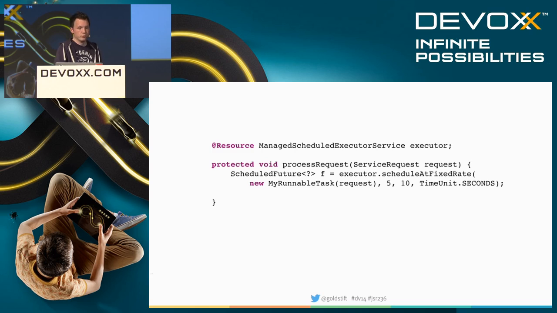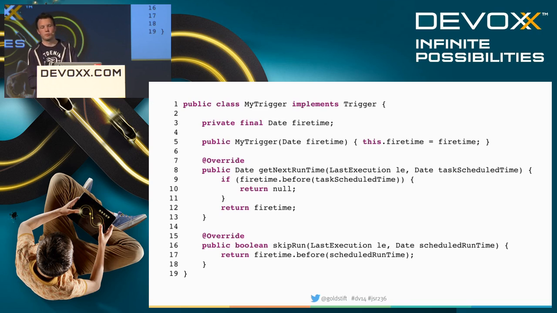The trigger, in turn, provides a way to be more flexible and provide a custom execution schedule. And we have here a very basic example from the Java EE samples project again. The idea of this MyTrigger is that we don't want to run a task after a certain date. So what happens is that this trigger is called by the managed scheduled executor service, and the getNextRunTime is called to schedule the task.